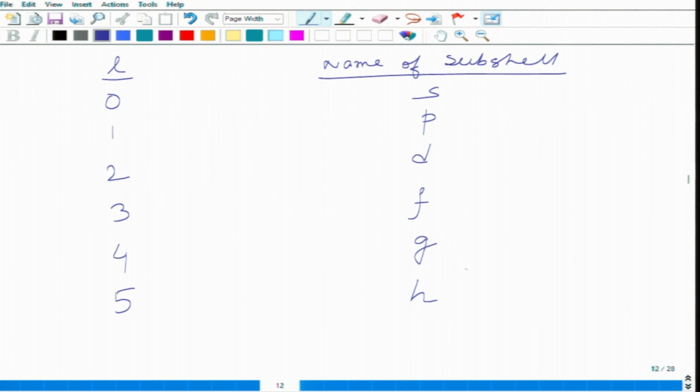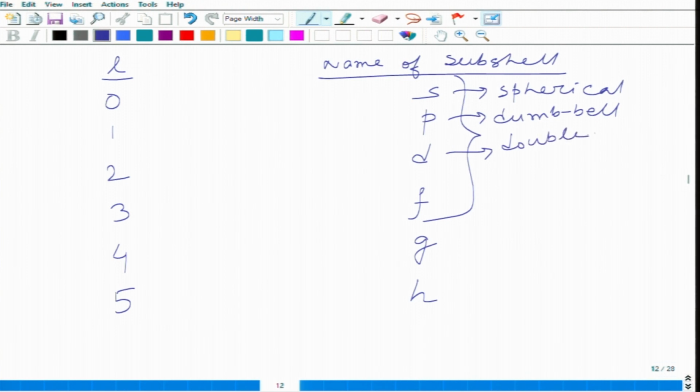But we don't require much up to g and h. The most required subshells are s, p, d and f. Among them, s is spherical, p is dumbbell shaped, d is double dumbbell and f has some complex structure. We will discuss about the shapes of the subshells later on.